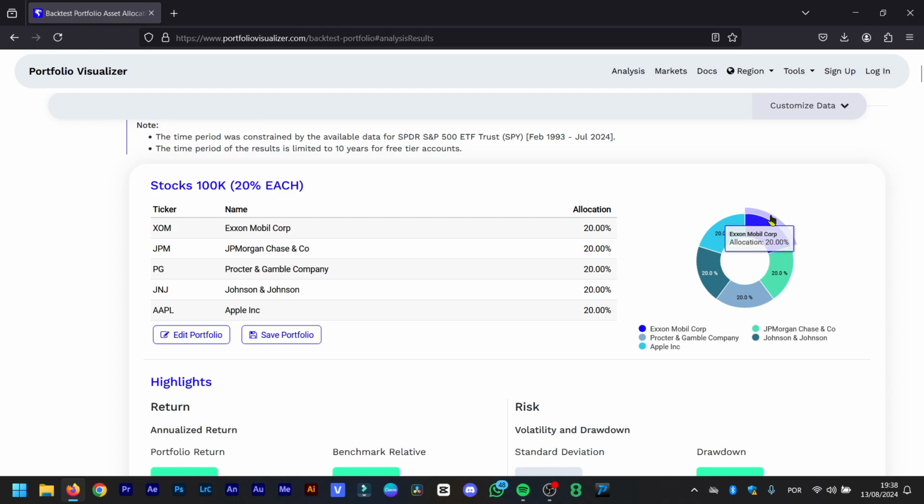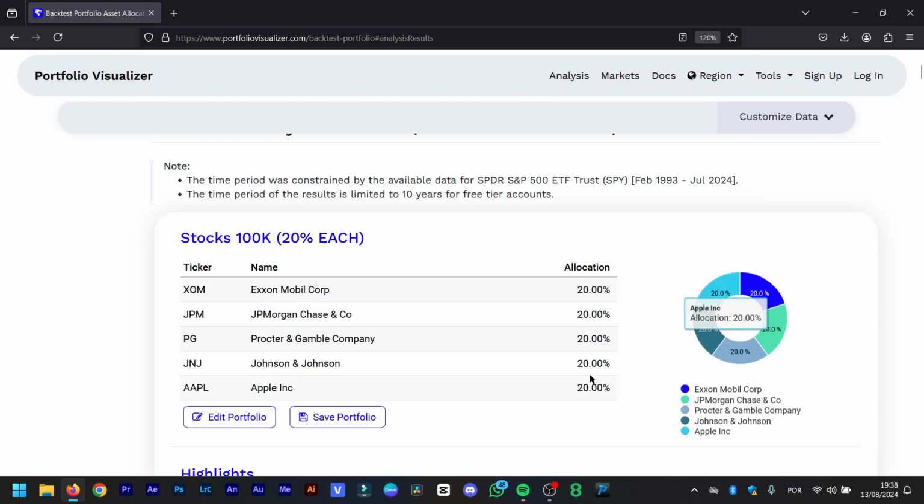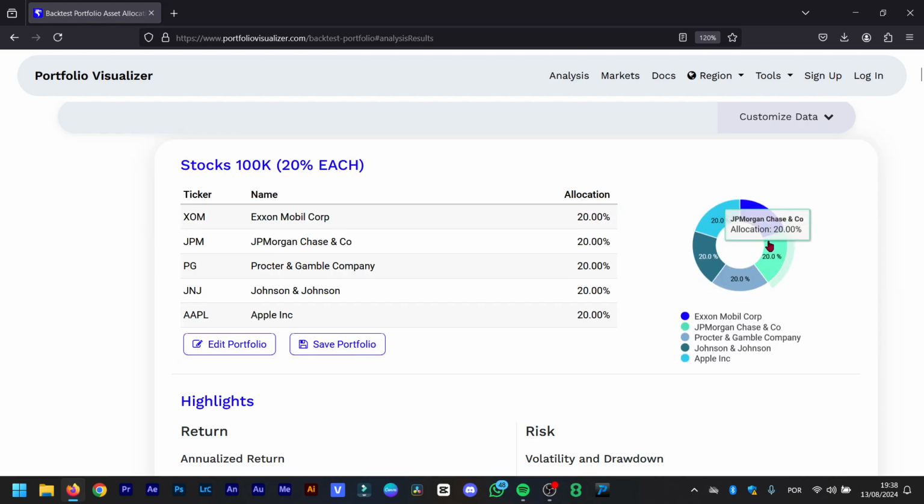Now, third, we'll put 20,000 US dollars into JP Morgan Chase or JPM. So with this, we're covering the financial sector, which is crucial for diversification. I cannot stress that enough, which will be this one right here, this green right here. I'm just going to go a little bit to the left, to the right. That's pretty much it. 20% on JP Morgan. And now we're going to add 20,000 US dollars in Procter and Gamble, which is PG, to our portfolio.